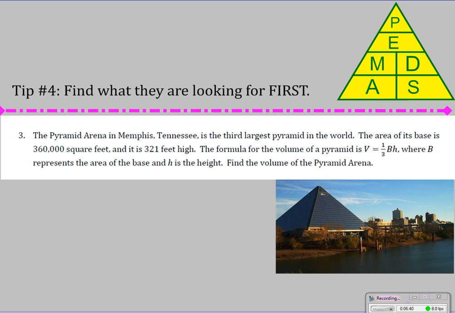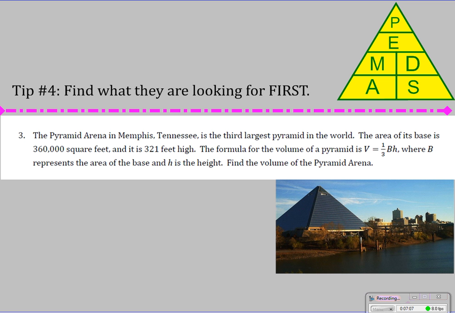So word problems. The kryptonite of every math student is a word problem. So what we need to do is look at a word problem, be able to figure out what the heck we're talking about and do it right. So the pyramid arena in Memphis, Tennessee is the third largest pyramid in the world. The area of its base is 360,000 square feet, and it is 321 feet high.